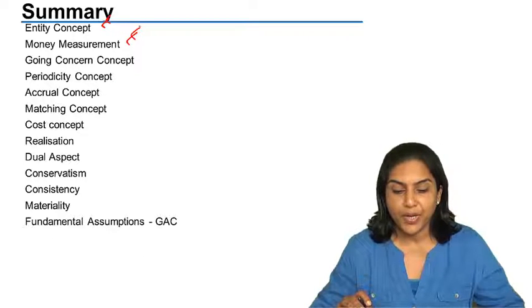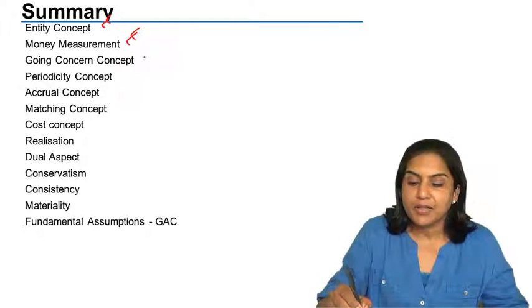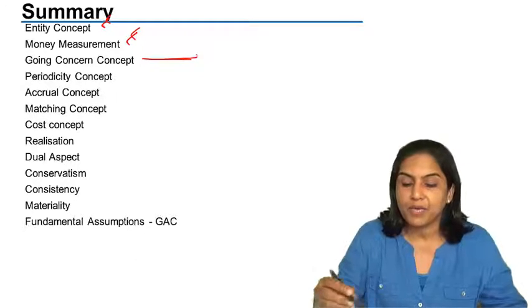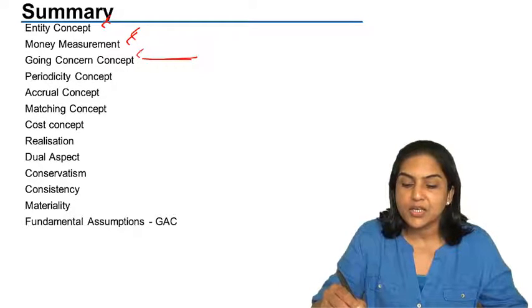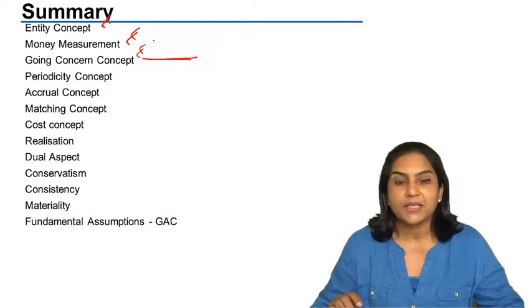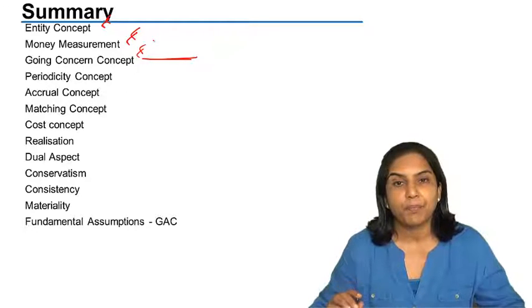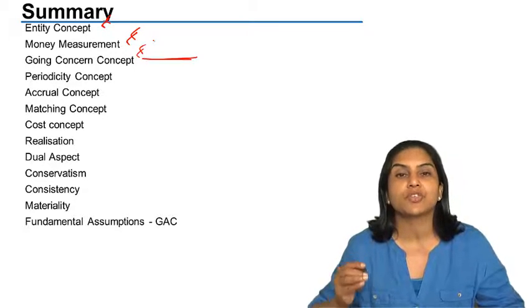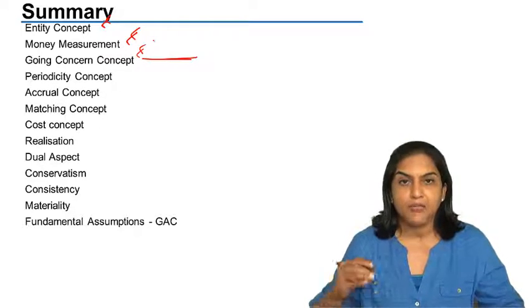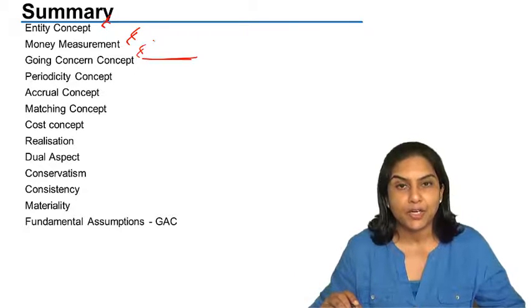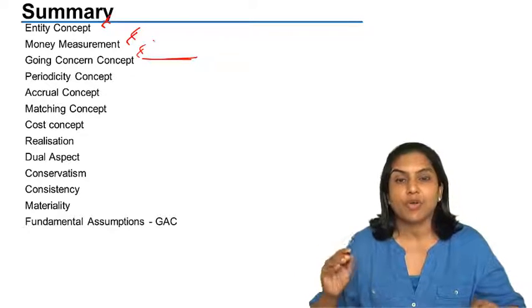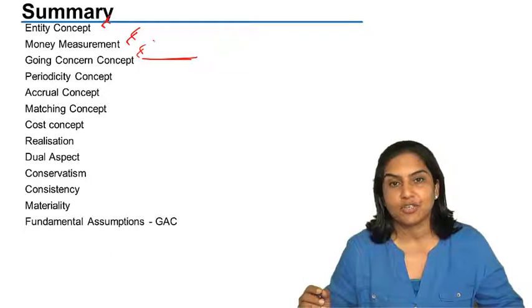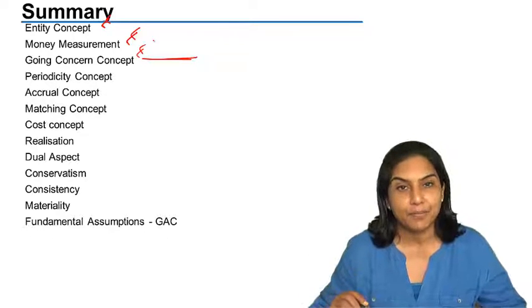Next, we did going concern concept. This was a fundamental accounting assumption. Going concern concept, which meant that the business would go on for a long period of time. That is always a basic assumption. If that is not true, and the business is going to be wound up within a month or two, within a short period of time, then accounts are also prepared on a realization basis, on a slightly different basis.